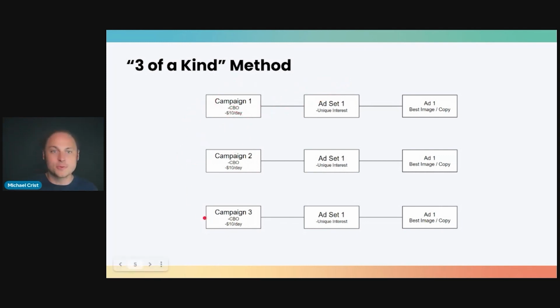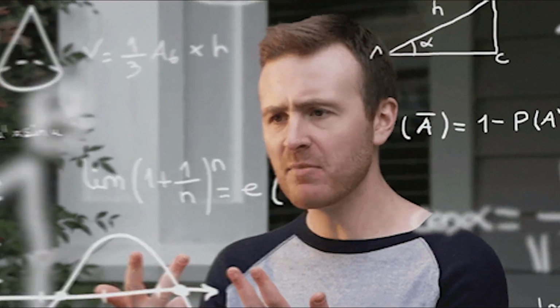Again, remember I said about $75 for your testing methods. This right here, 10 plus 10 plus 10, puts you at 30 bucks a day. You're going to round up about $90 in ad spend.